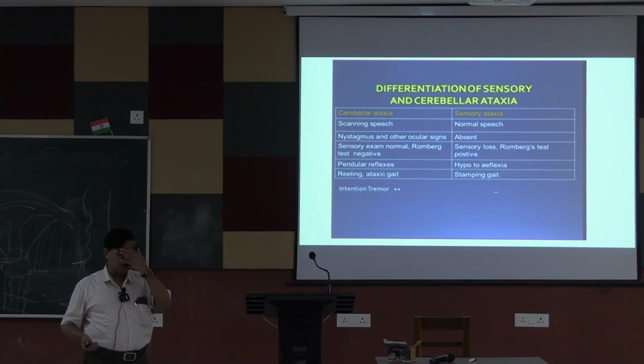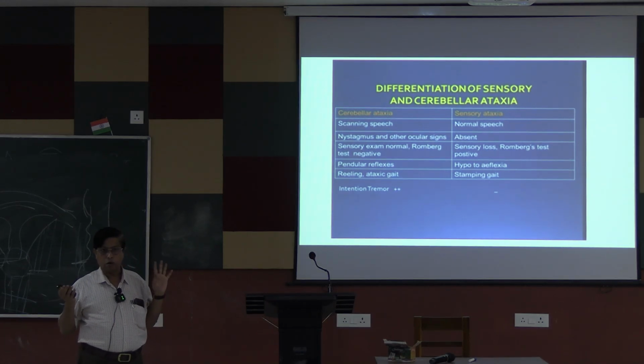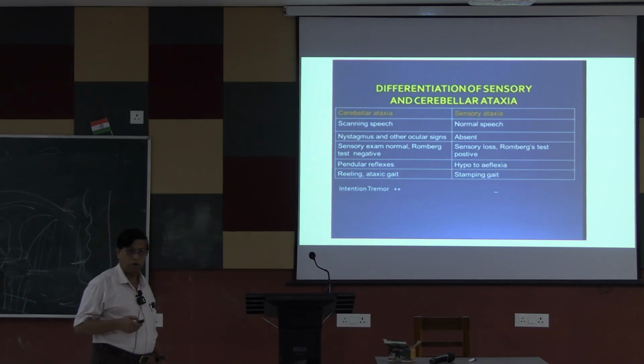We have told you that in slurred speech, seen in a corticospinal tract lesion, the same word constitution will be uttered in a slurred way. This is called slurred speech. But in scanning speech, I utter it broken, like consti-tution. But in sensory ataxia, if the posterior column is affected, then speech is normal.